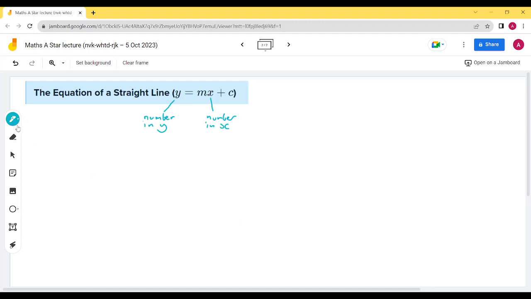All right, and then we've got our other two bits, which are the more complicated ones to remember. So m equals gradient. Gradient just means how steep the line is.